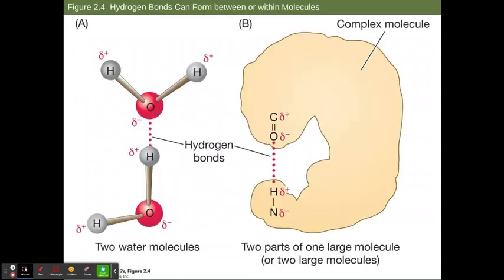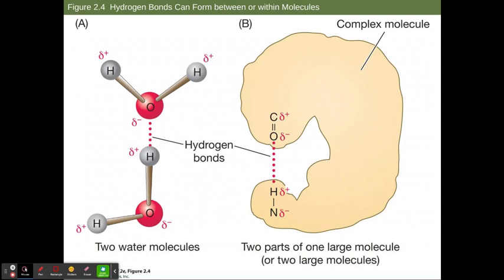So we can see right here in figure 2.4 that hydrogen bonds can form between or within molecules as well. In this first part, we see that a hydrogen bond forms between two molecules because of the attraction between an atom with a partial negative charge on one molecule and a hydrogen with the positive charge of another. So we see the hydrogen positive right here being attracted to the oxygen negative.